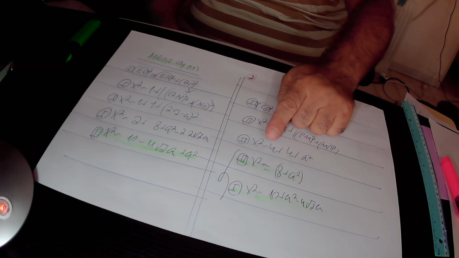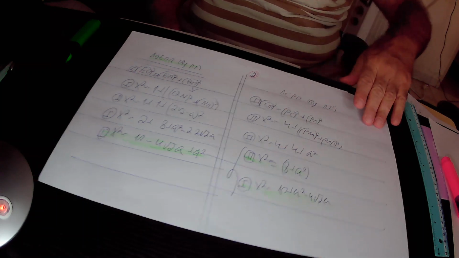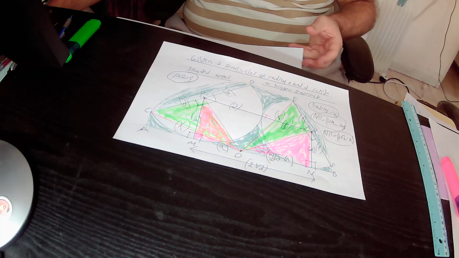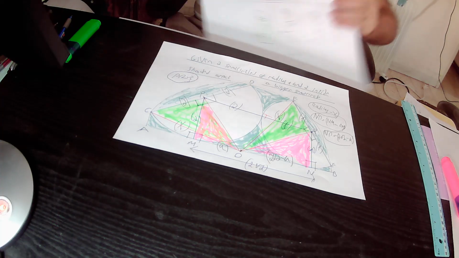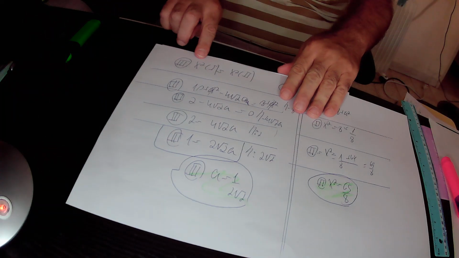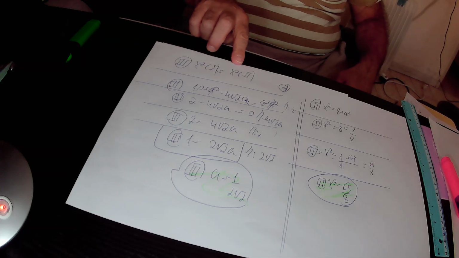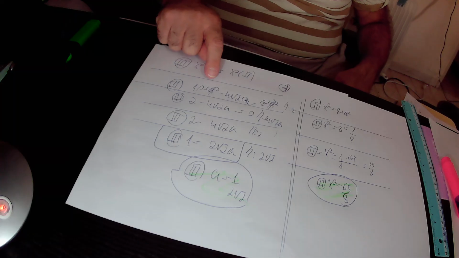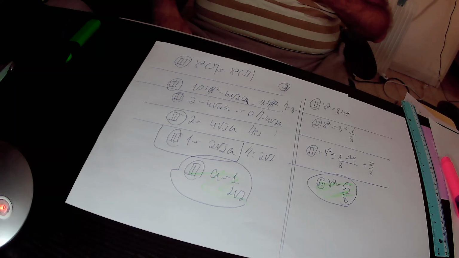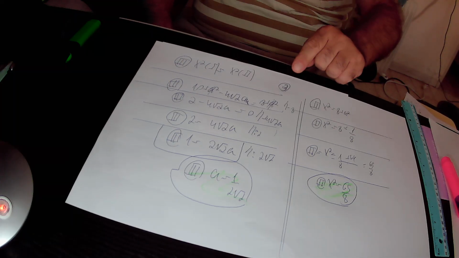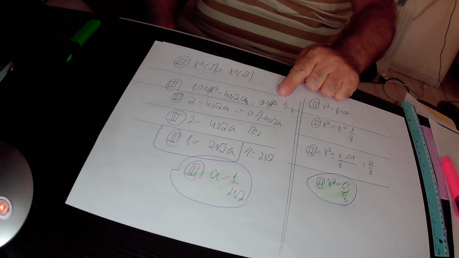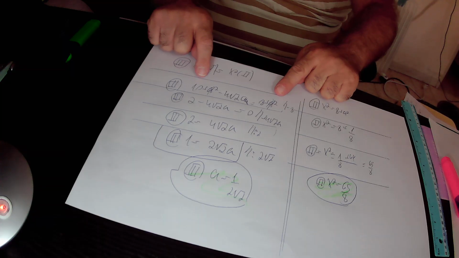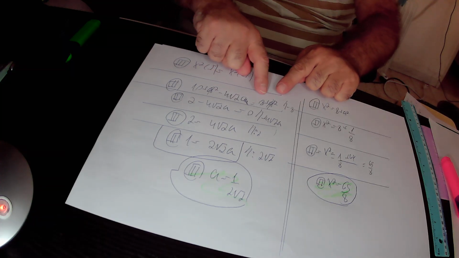So we have two different equations for x squared. Therefore, we can write equation 3, which states that x squared according to equation 1 must be equal to x squared according to equation 2. So 10 plus a squared minus 4 times square root of 2 times a equals 8 plus a squared.